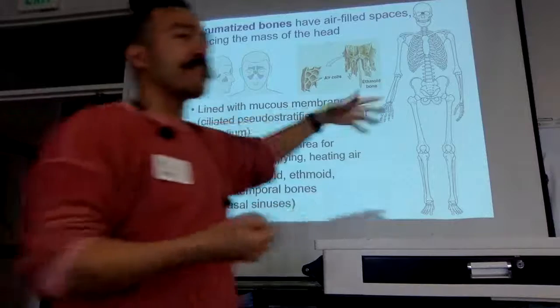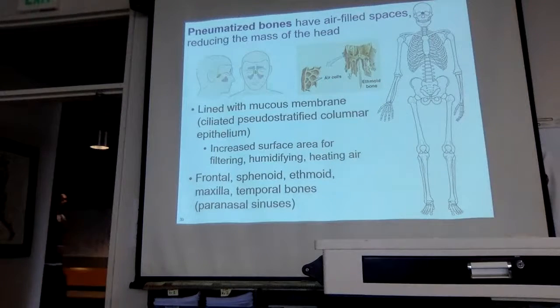These categories, sometimes you can have overlap. Like this frontal bone is flat, but it's also pneumatized. A part of it's also pneumatized. So these categories, bones can fit across categories. The frontal bone is both flat and pneumatized.